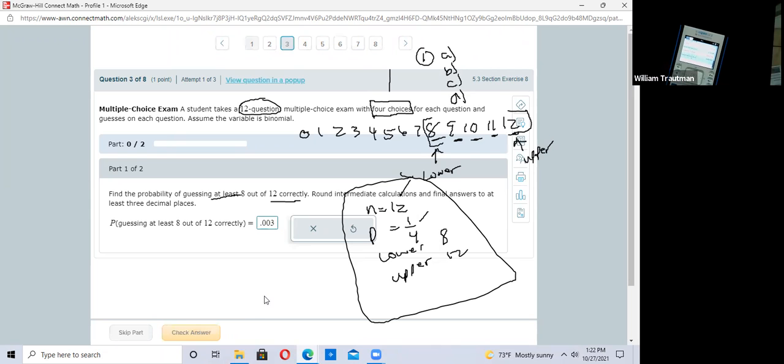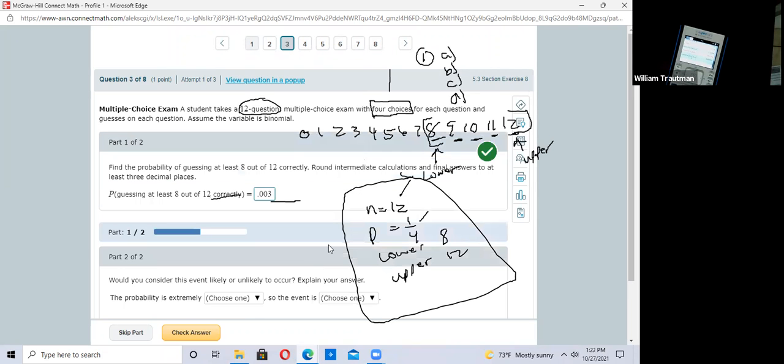So let's see how that worked out. And we got it correct. If you go 3 decimal places, you have to go to the 4th to see if you round it up or not. 5 or more, you add 1 to that 3rd decimal place. If you had 4 or less, you don't do anything to that third decimal place.